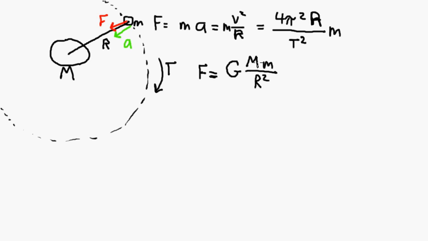Okay, so we set these two equal, right? So 4 pi squared R over T squared, times m, sorry.